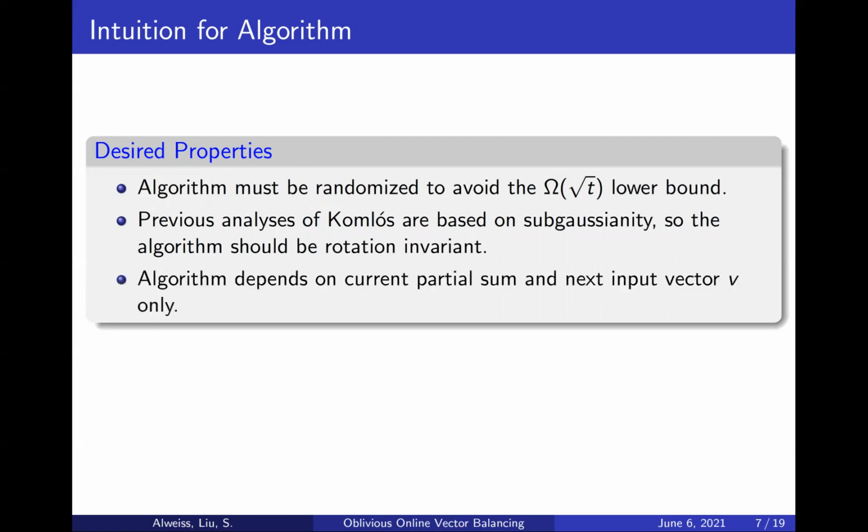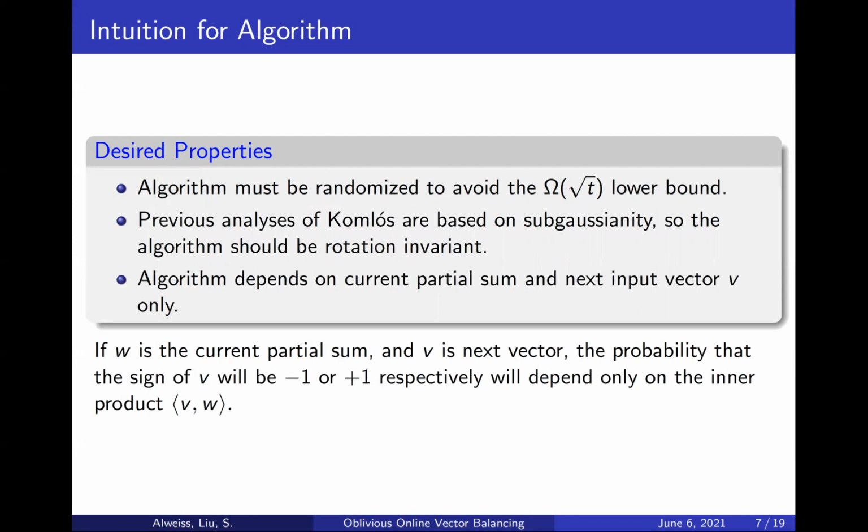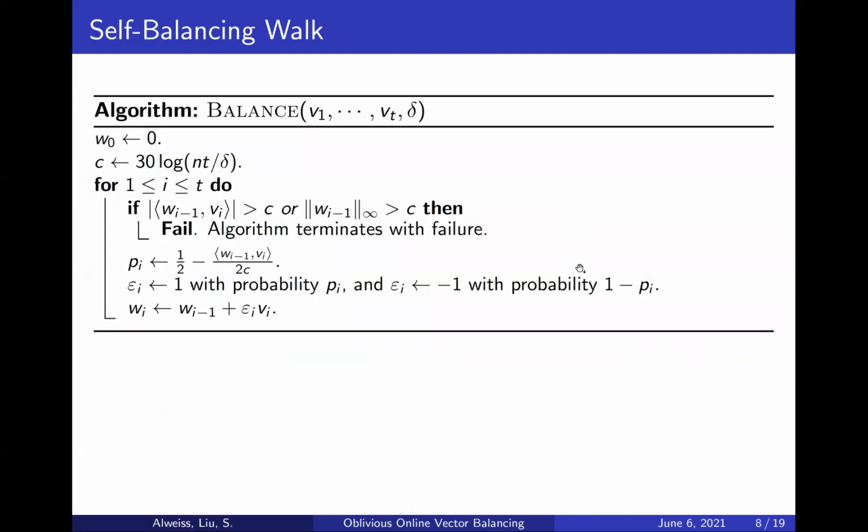And finally, given that this is an online problem, the only two pieces of data which should matter are your current partial sum and the next input vector. So in particular, if your current partial sum is v and your next vector is w, then the choice should only depend on that. And in fact, we even make the simplification that it's only going to depend on the inner product of v and w. And so the probability you assign -1 and 1 should be some function of this. Turns out the algorithm is basically the simplest thing you can do under these constraints.